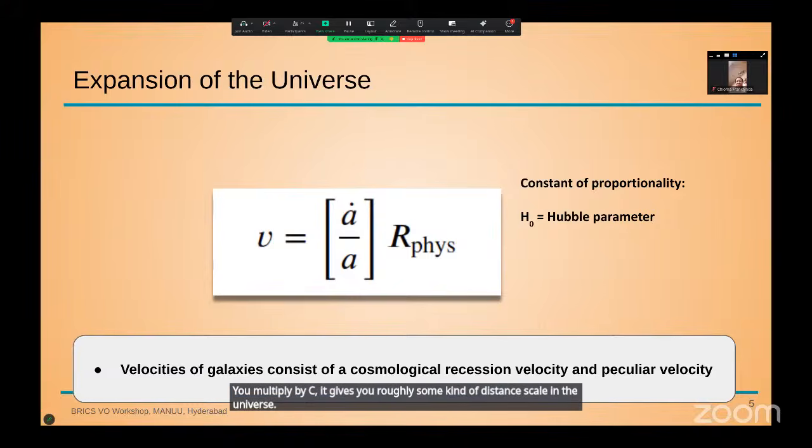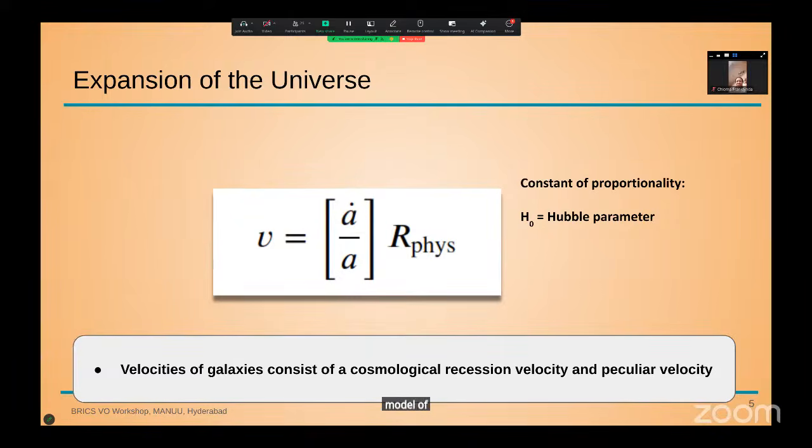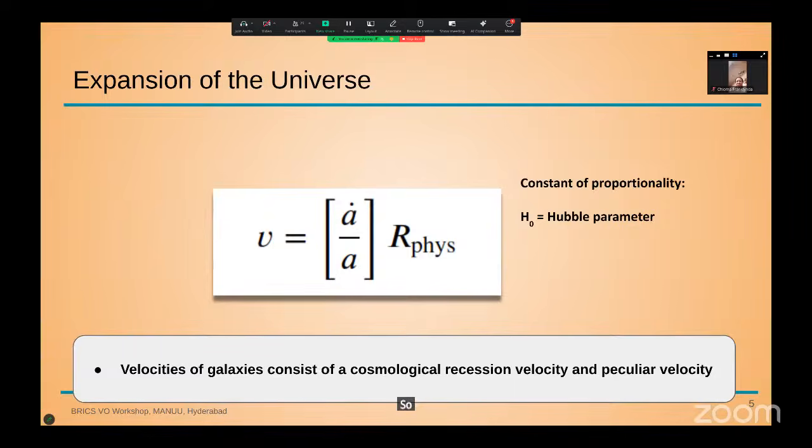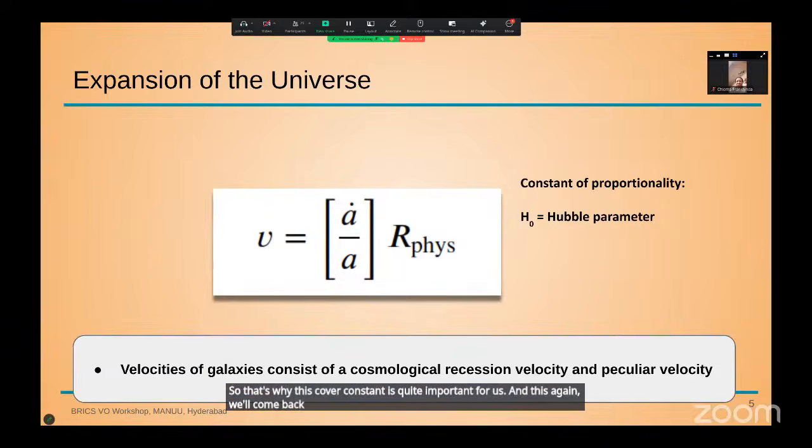So now we are starting to come up with parameters that you can actually measure and connect to the universe itself. The age of the universe, for example, will be proportional to one over the Hubble constant, modulo some proportionality factors. All of the distances that you measure in the universe will be c times one over H naught, so c by H naught, times again some dimensionless factors. That's why this Hubble constant is quite important for us. And again, we will come back to it as we move forward.